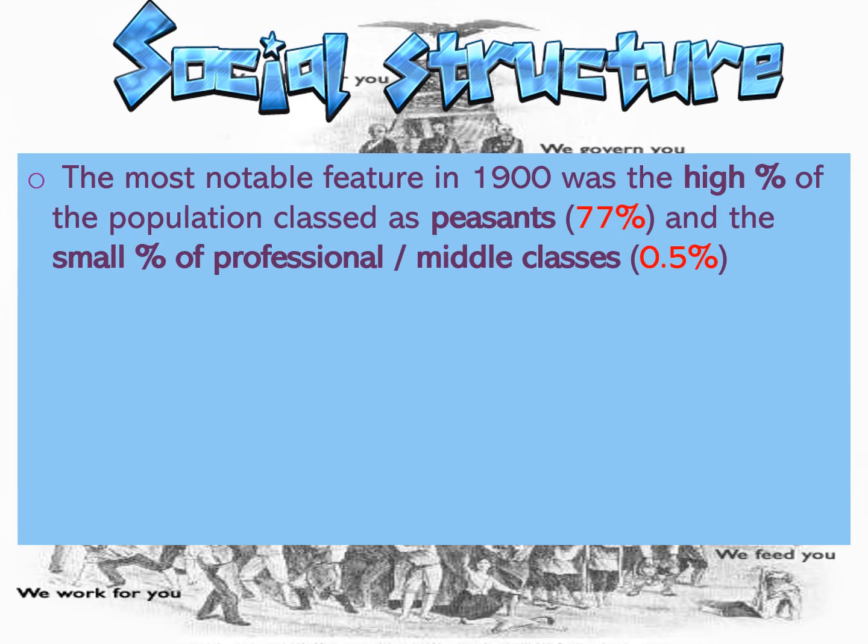The social structure makes Russia very difficult to govern as well, but also leads to problems for the Tsar ultimately. Probably the most notable feature in sort of the 1900 period was the high percentage of the population who were classed as peasants. You're talking about 77% of the people in Russia being classed as peasants, and there was a very small percentage of people being classed as a professional or like the middle class group. It's actually about 0.5%, it's less than 1%.